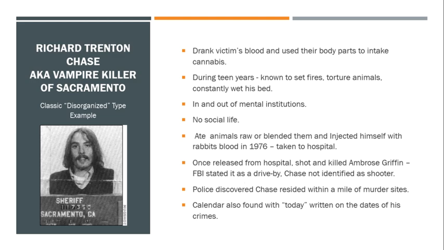An example of this type of killer is Richard Trenton Chase, aka the Vampire Killer of Sacramento. He drank the victim's blood and used their body parts to intake cannabis. He ate animals raw and blended them and injected himself with rabbit's blood in '76. Once released from the hospital, he shot and killed Ambrose Griffin. Police discovered Chase resided within a mile of the murder sites.